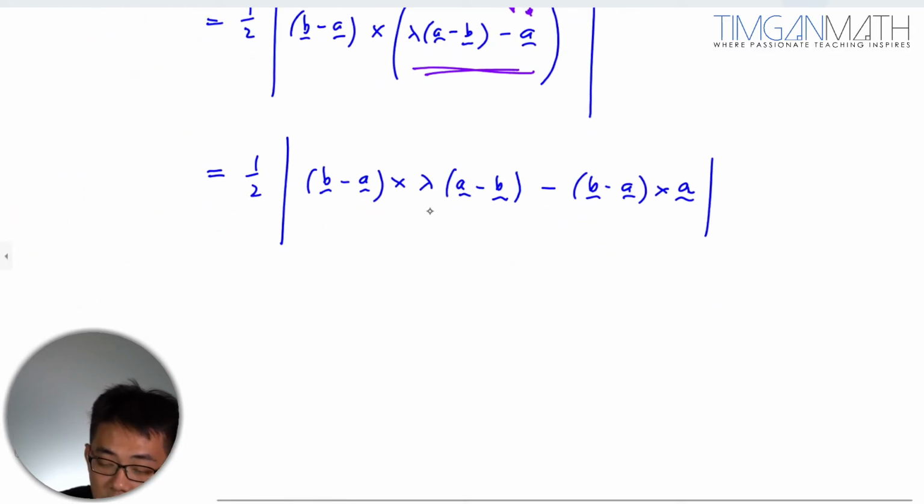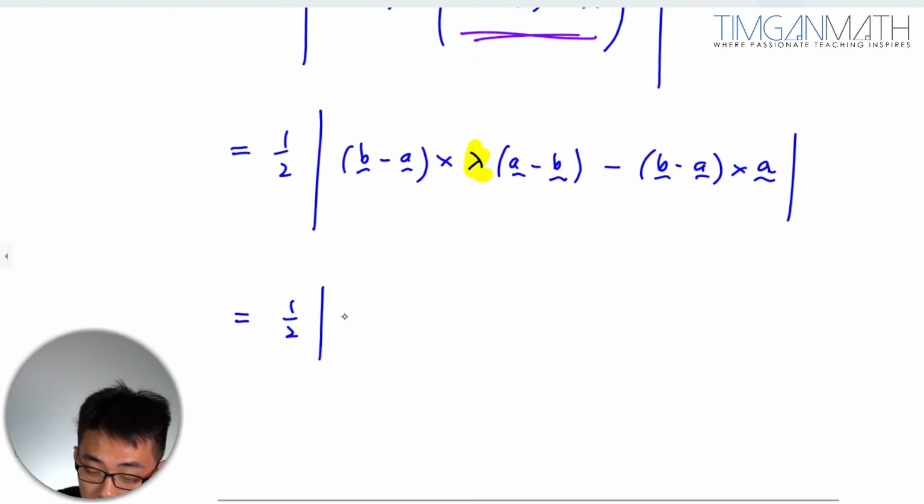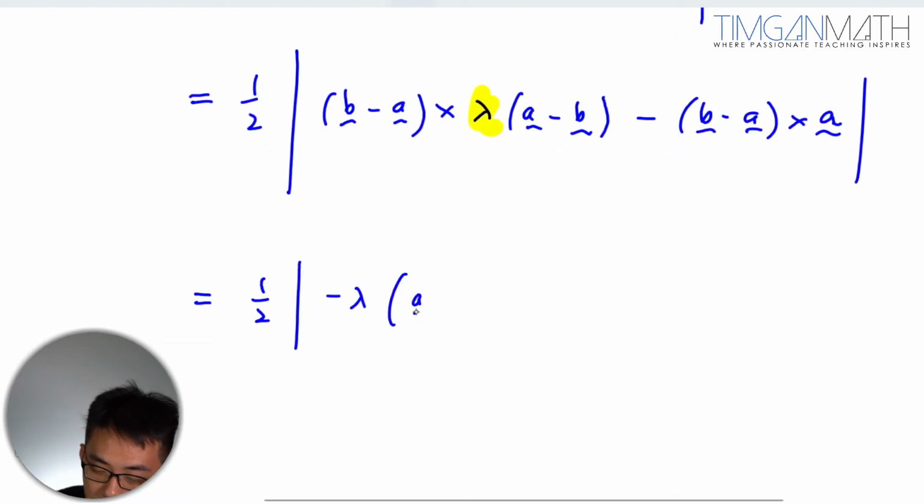Once this is done, just take note, this is B minus A, so you can actually factorize the negative out. And lambda is a constant, so we can just move it to the front. So on this one here, this is lambda, minus lambda, and this will be A minus B cross with A minus B, since I factorized the negative out. You can just leave it like that.